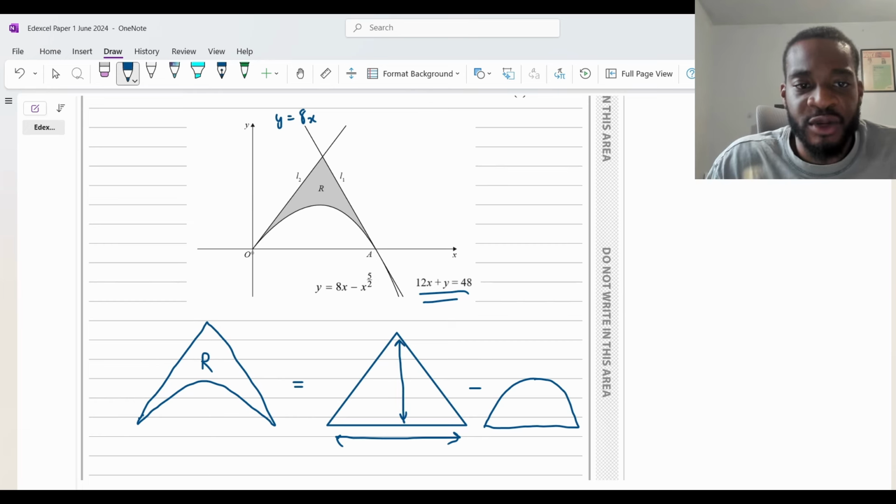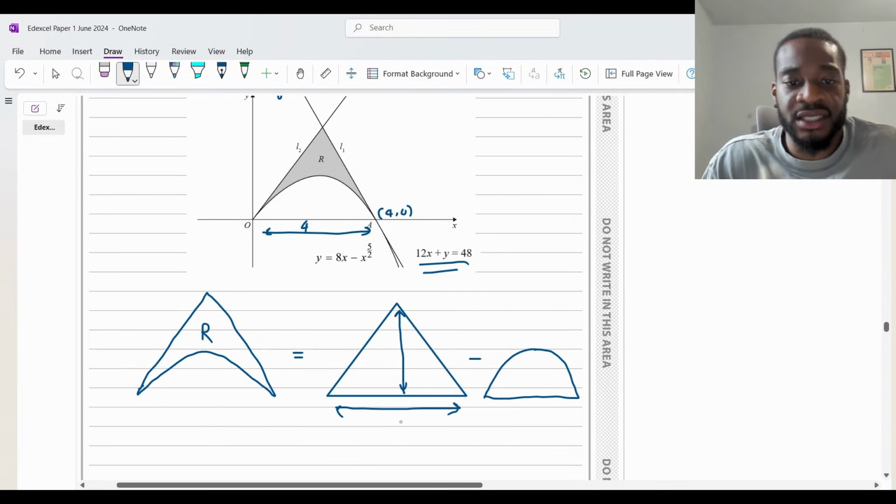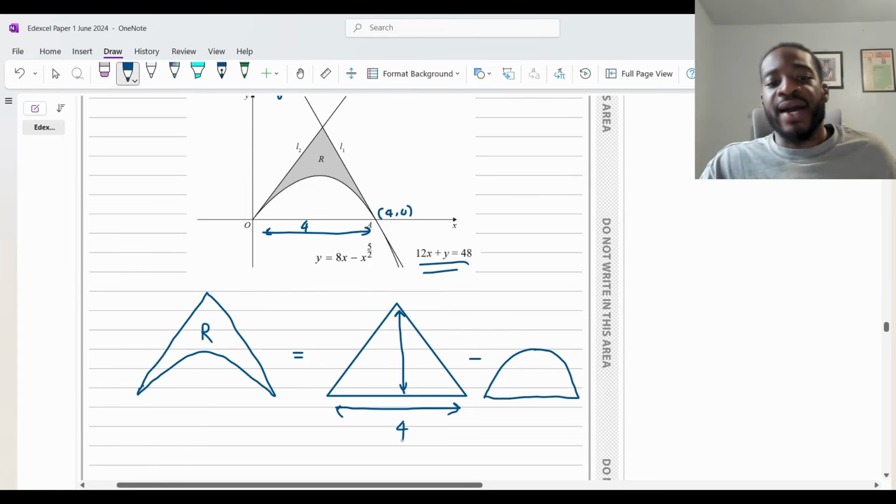Now, the base is very straightforward. Remember, this is the origin to A. We know that that coordinate there is a 4, 0. So that width is 4, isn't it? So at least we know what the base is. The base is 4. How do I calculate the height?